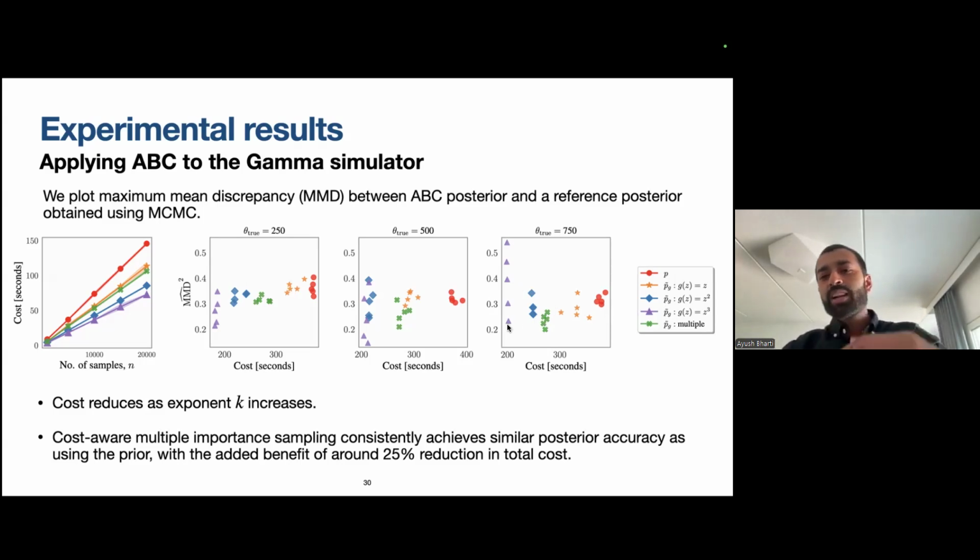When you increase the penalty more, the number of accepted samples becomes much smaller. So the variance in your posterior over different runs increases. Sometimes it's very good, sometimes maybe a few samples are accepted near theta true, and sometimes it can be far. So of course, at least in ABC, you shouldn't penalize that badly. But as you can see, multiple importance sampling seems like a pretty good heuristic for balancing both.